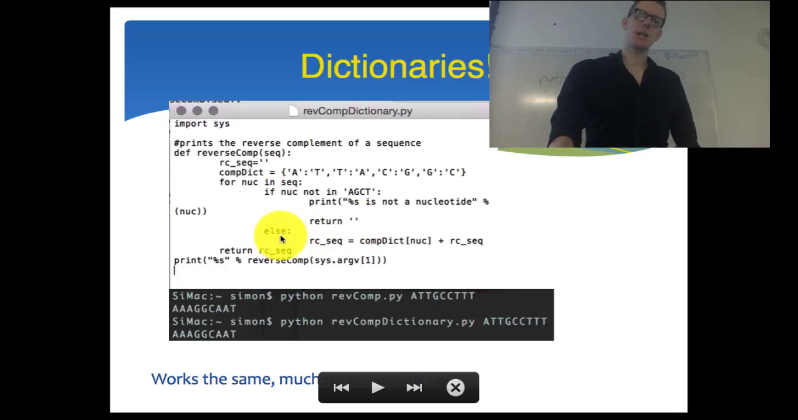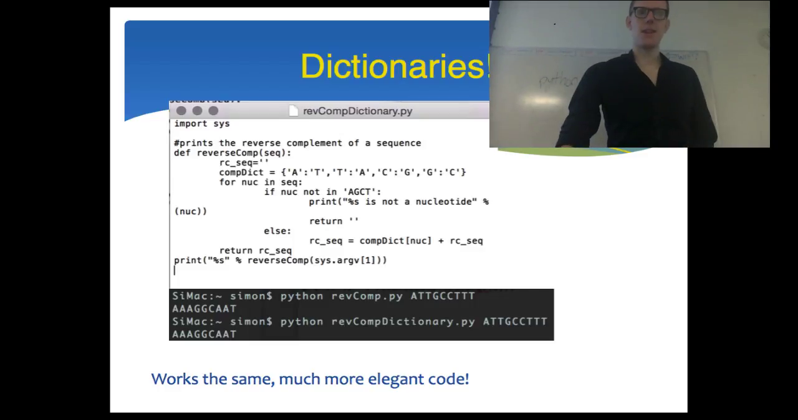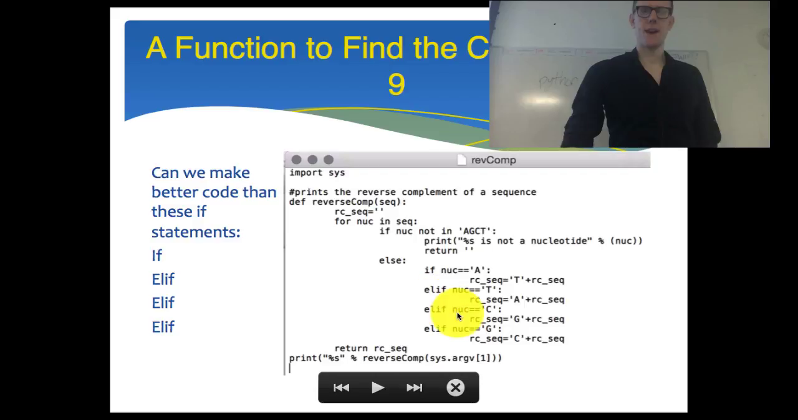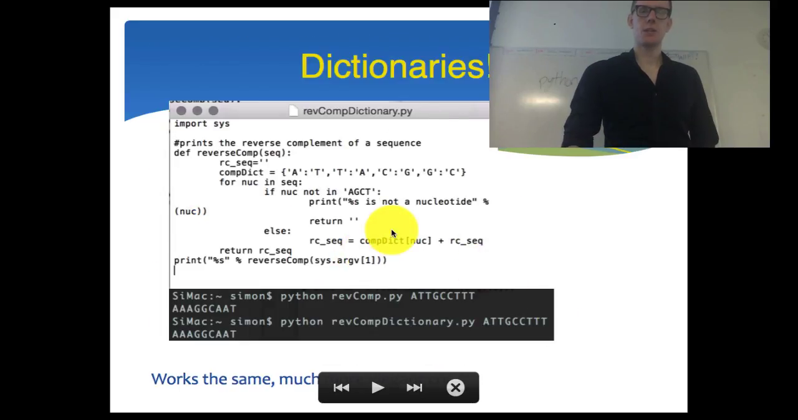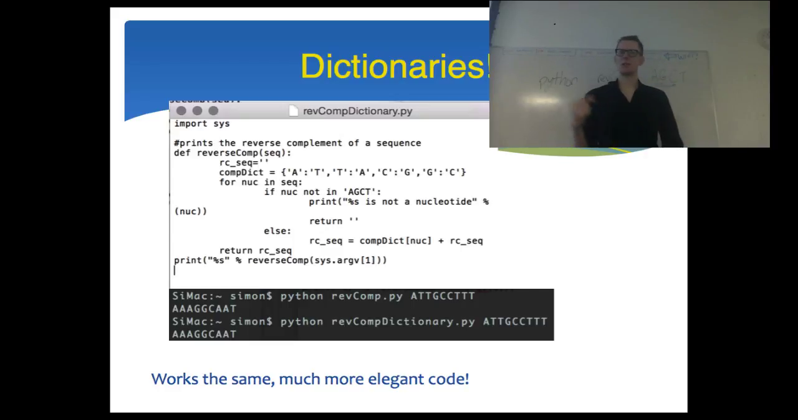But previously in the else statement we had if and elif a bunch of times here. Now we simply have else: rcseek equals the value in the complement dictionary associated with the key nuc, prepended onto the rcseek. So compare that to what we had before, where we had if, elif, elif, and we were prepending each letter. We're still doing the same thing. We're still prepending the letter onto the beginning of the sequence. The only difference is, rather than having to check what each letter is, we're always going to prepend the value in the complement dictionary associated with the key nuc.